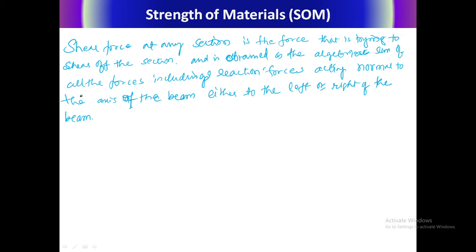Got it? Now shear force is defined as follows: shear force at a section in a beam is the force that is trying to shear off, and is obtained as the algebraic summation of all the forces including reaction forces either to the left or to the right of the section, which are acting normal to the axis of the beam, okay? Which are acting normal to the axis of the beam.